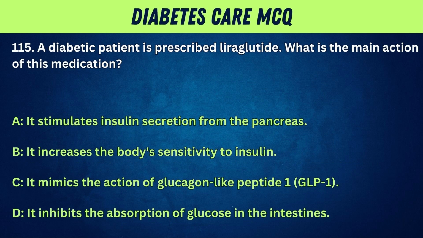115. A diabetic patient is prescribed liraglutide. What is the main action of this medication? A. It stimulates insulin secretion from the pancreas. B. It increases the body's sensitivity to insulin. C. It mimics the action of glucagon-like peptide-1, GLP-1. D. It inhibits the absorption of glucose in the intestines.